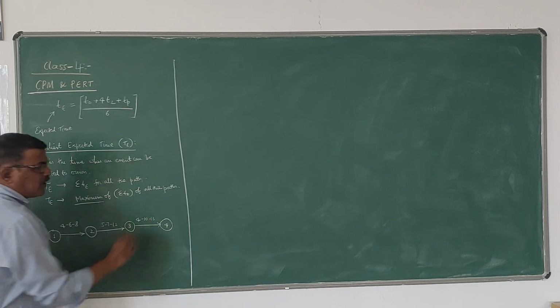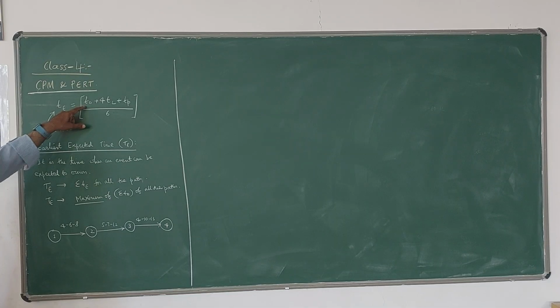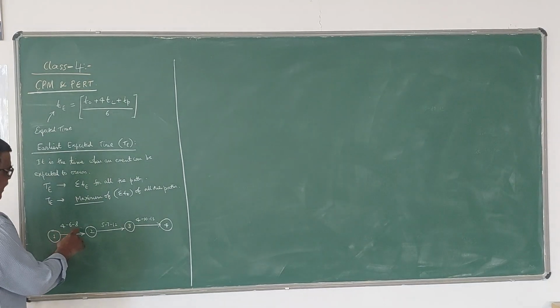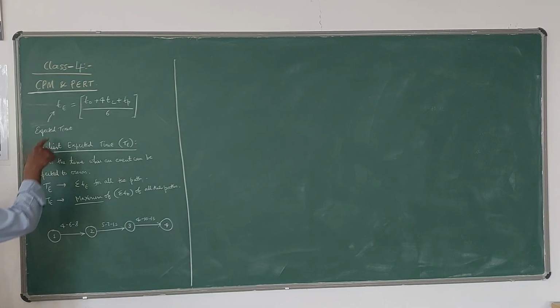So in the earlier video I have told that these 3 values represent the TO, TL and TP. First value represents the optimistic time, second value represents the likelihood time, third value represents the pessimistic time. So it is in increasing order. Now from this you can calculate TE.